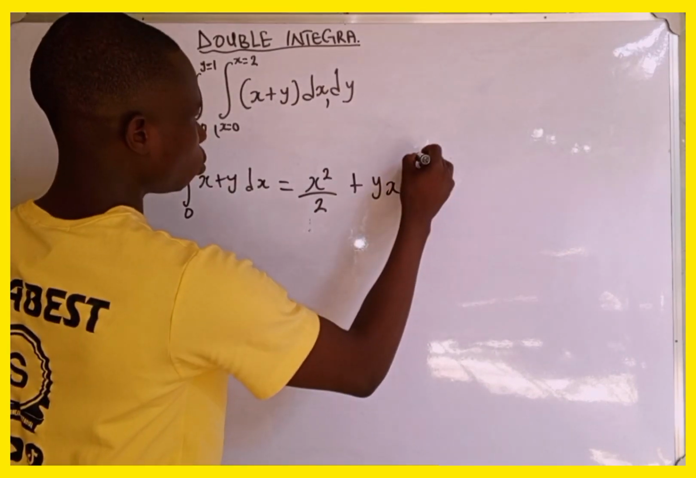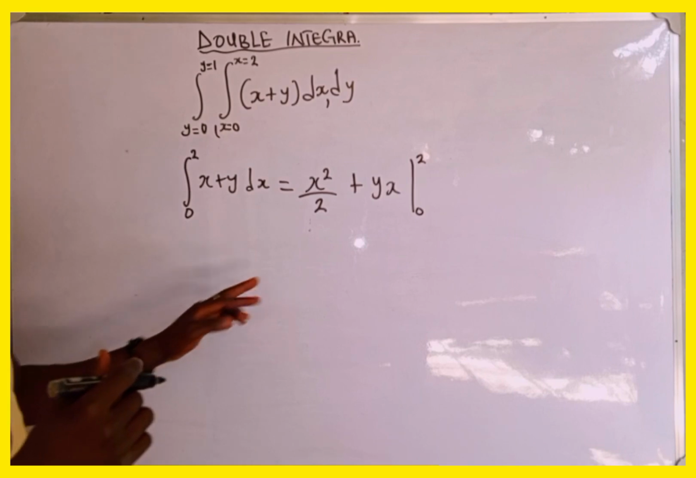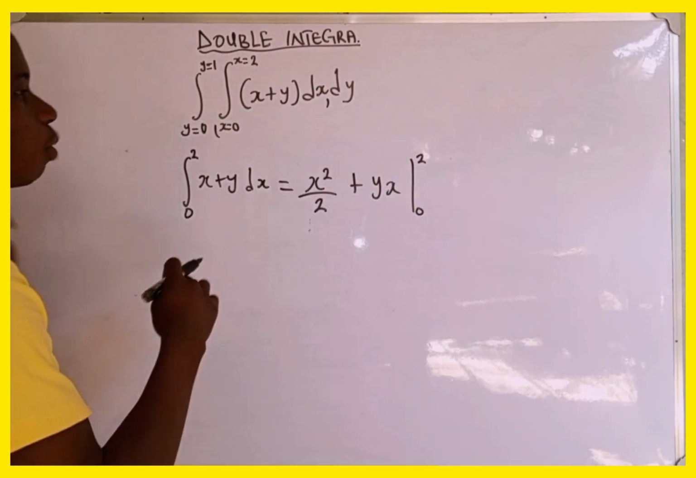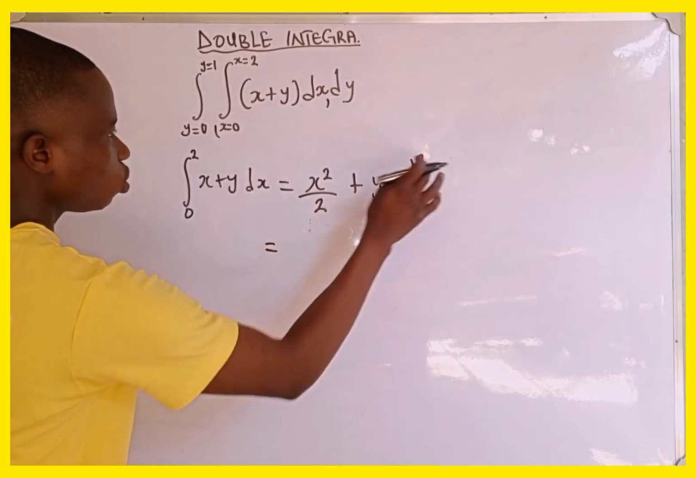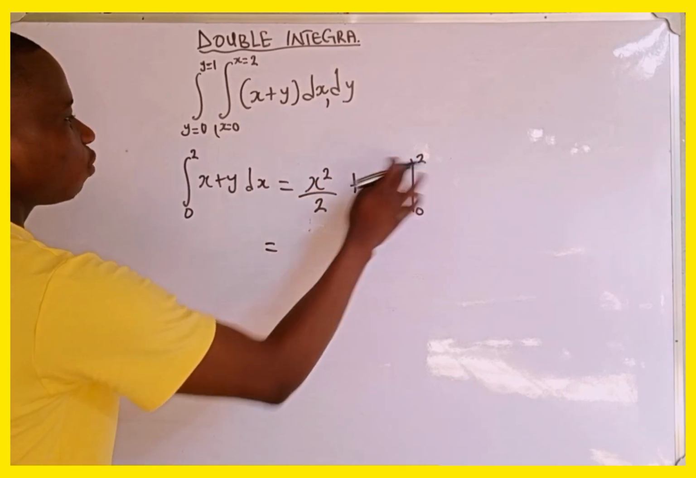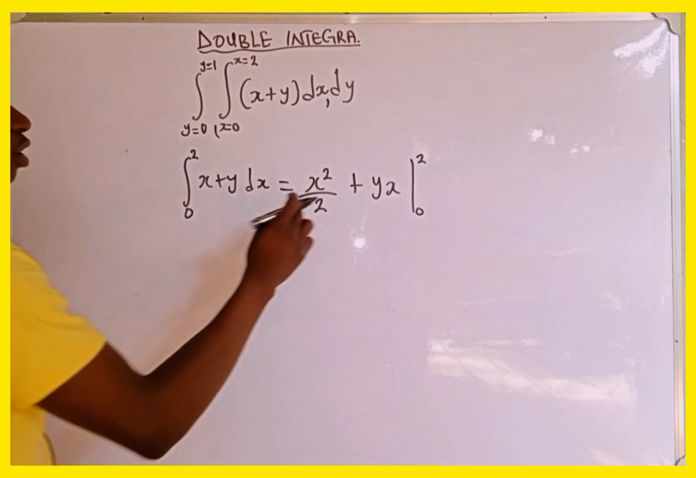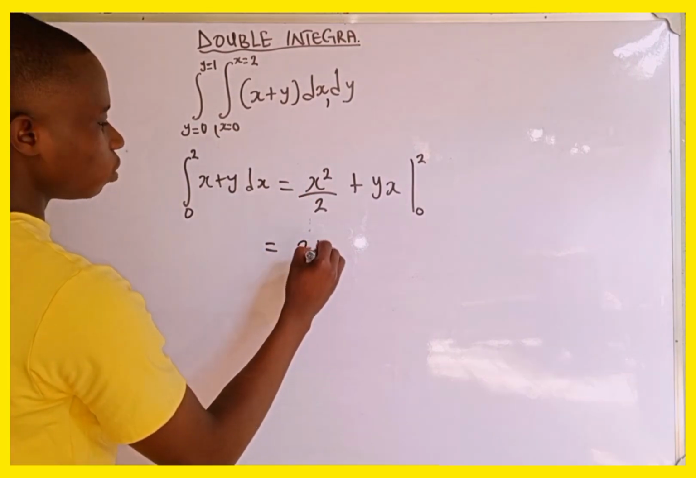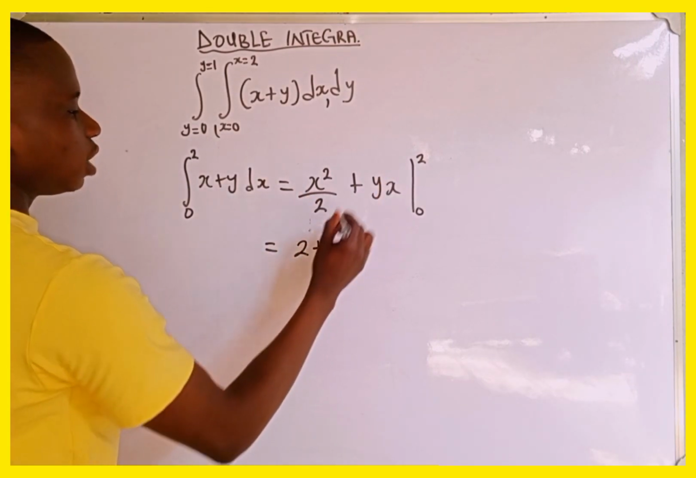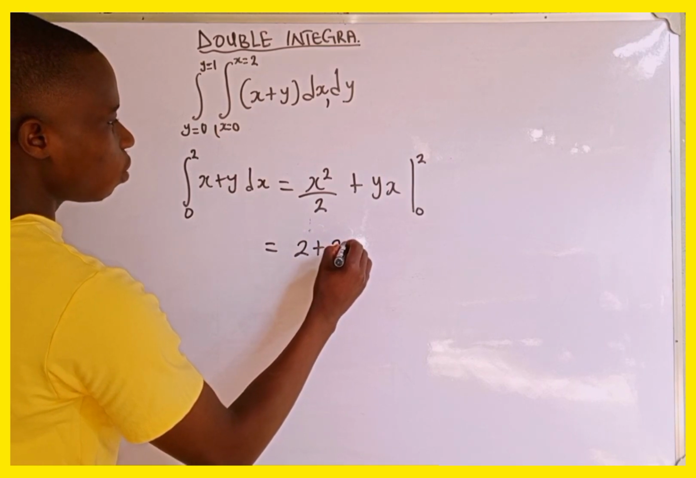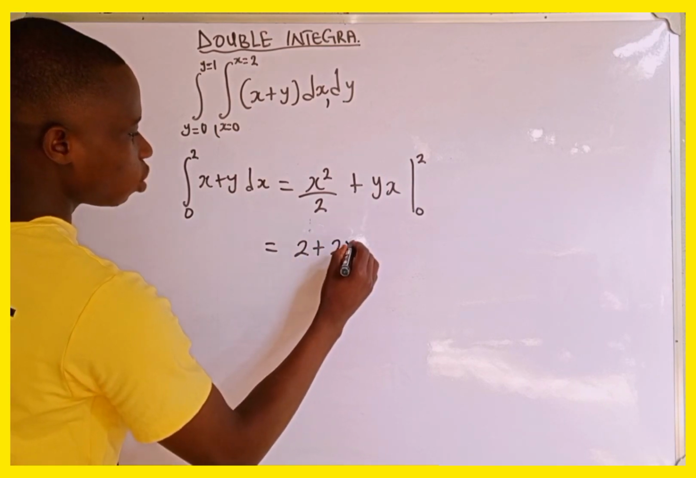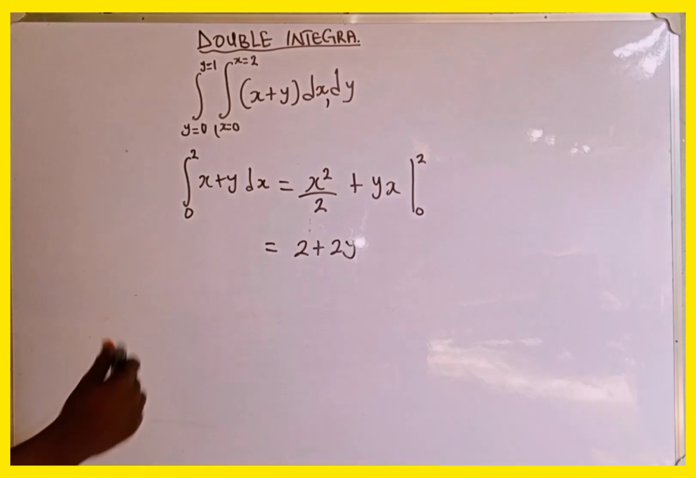Now we're going to substitute, starting from the upper bound, which is 2. So we're going to substitute 2 anywhere we see x. If you substitute 2 here, we're going to have 2 to the power of 2, which is 4. Then 4 divided by 2 is 2. Then plus, if you substitute 2 here, we're going to have 2y, because y multiplied by 2 is 2y.